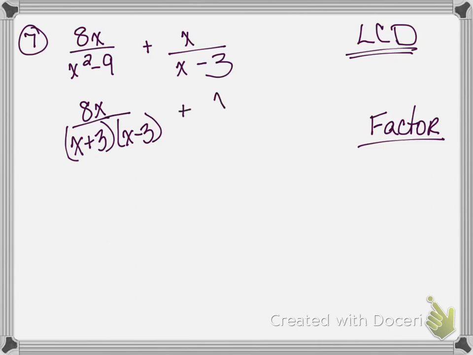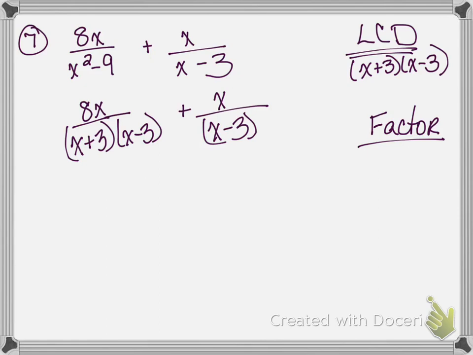And then I have plus x over x minus 3. So my LCD, I write down x plus 3, x minus 3. And then, because that's what my first denominator is. My second denominator is only x minus 3, but it's already covered. It's already covered in the x plus 3, x minus 3. So I don't have to write down anything else. My first fraction, or rational, 8x over x plus 3, x minus 3, already has both of the factors that I need for my least common denominator. So I don't have to do anything with that.